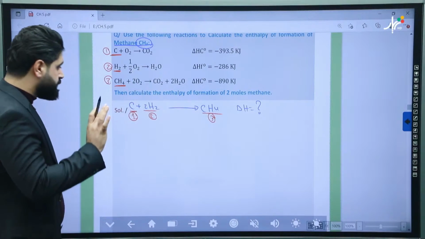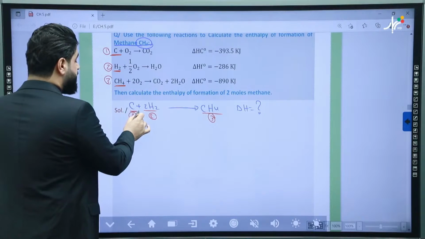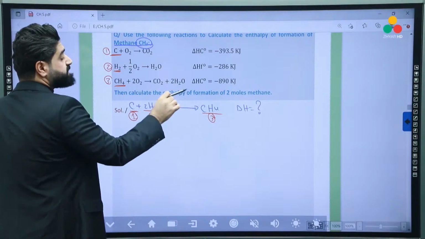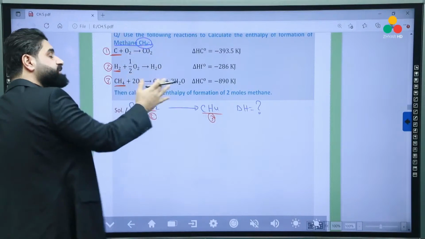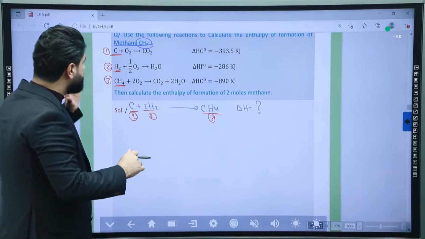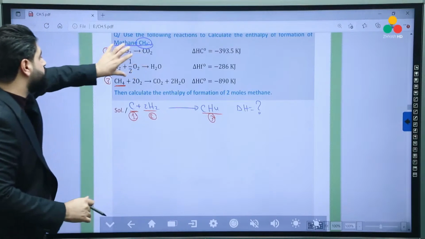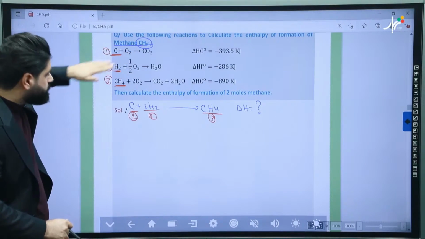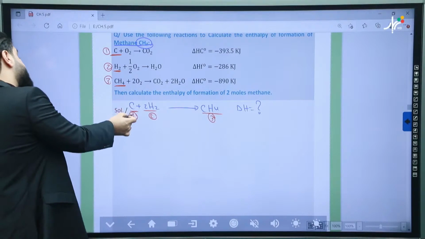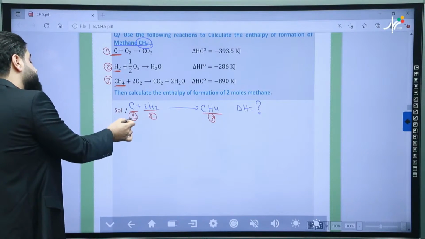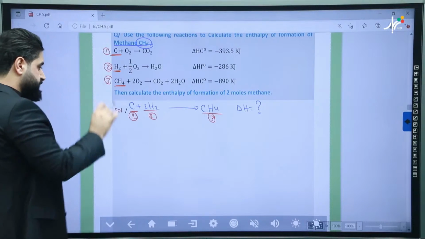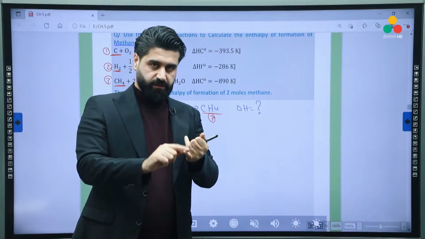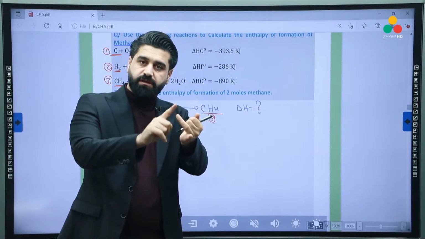Then, when you have found each individual general reaction constituent in the given reactions, you have to arrange all of those reactions according to this. Let's start with carbon. Carbon is here from the first. You have to investigate 2 things: position and number of moles.